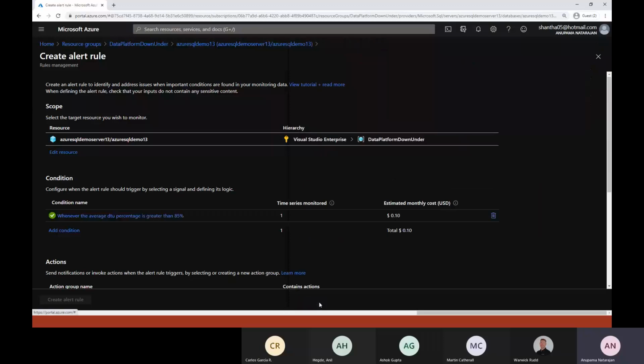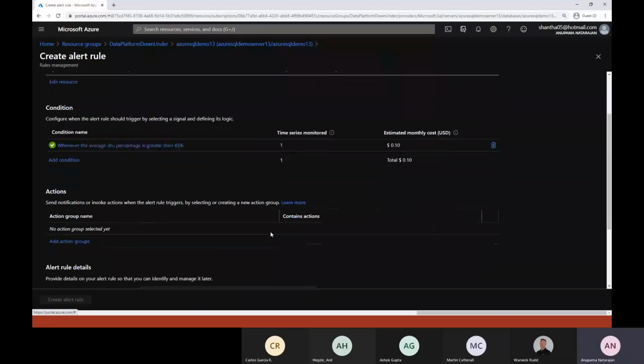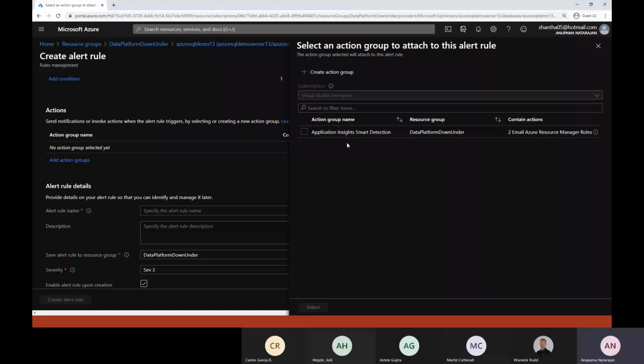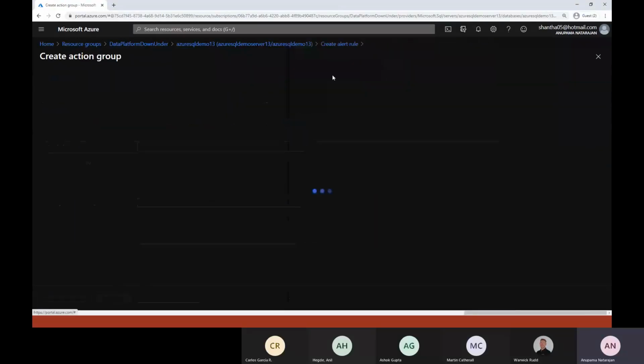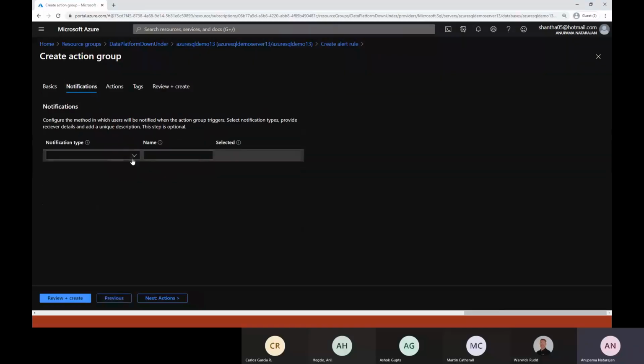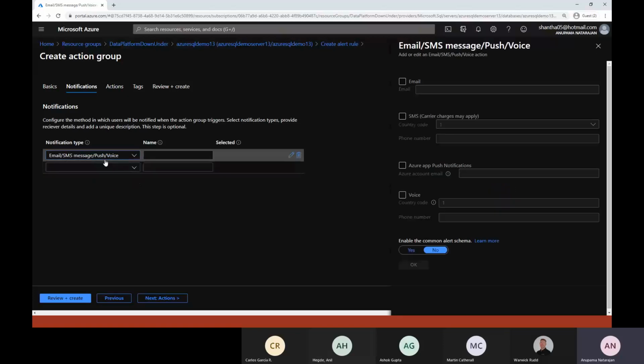So you can go here and say if it is more than 85%, you can create an action group saying who needs to be notified. You can either use an existing one or create a new action group. Here you can specify who needs to be notified and what mechanism you want to notify with. Is it an email, SMS, or voice push notifications? You can configure this and set up the alerts.